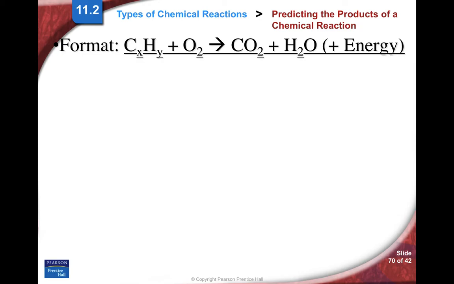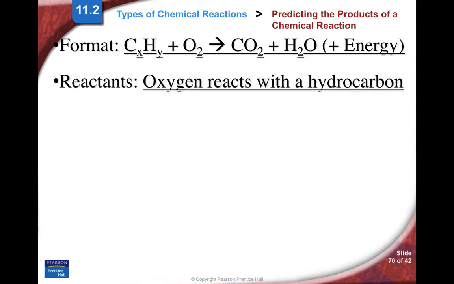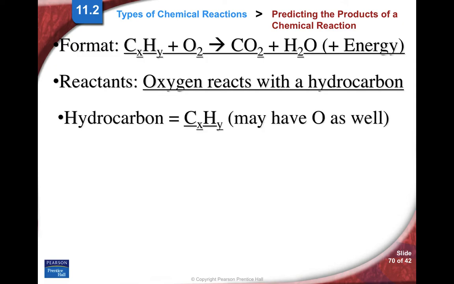Now, I said that always forms carbon dioxide. Sometimes you get what's called incomplete combustion reaction. It forms carbon monoxide. That is not the goal, but it does happen sometimes. So your reactants are always going to be oxygen reacting with a hydrocarbon. So a hydrocarbon always has that formula CxHy. And sometimes they also have oxygen in them, but the examples we're going to look at just are made of carbon and hydrogen. Your products for this class are always going to be carbon dioxide and water. But again, carbon monoxide is a possible product.